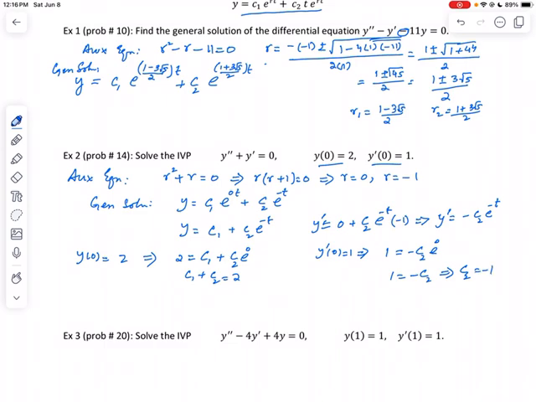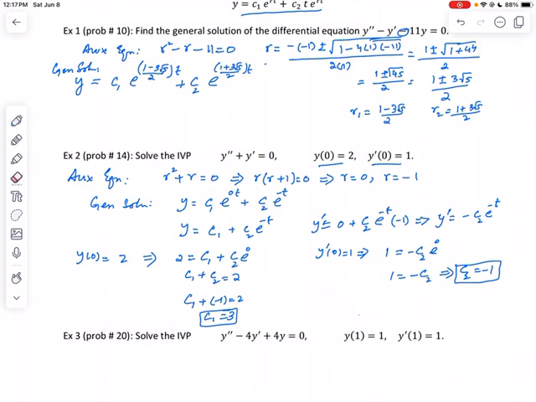Now we bring that c2 over here. So c1 plus negative 1 is equal to 2. So you can see c1 is equal to 3. Once you have c1 and c2, you should put them back in the general solution. So the final answer, or general solution, is going to be y is equal to... actually, this is a particular solution, my bad, sorry.